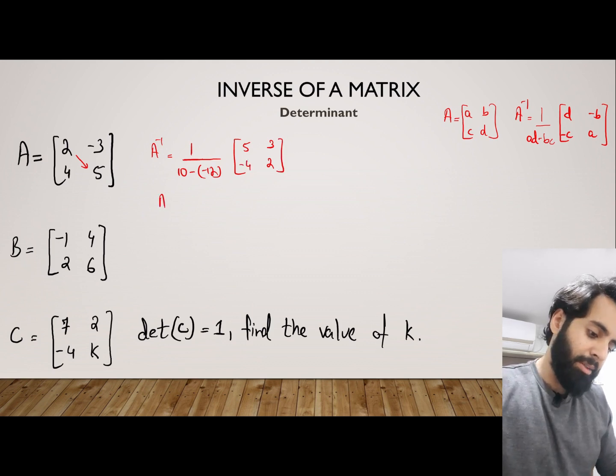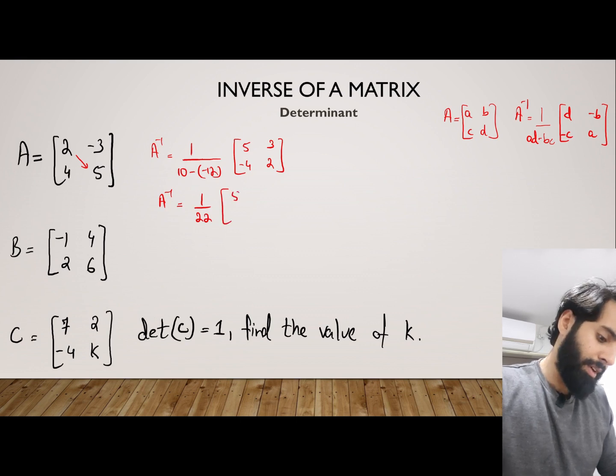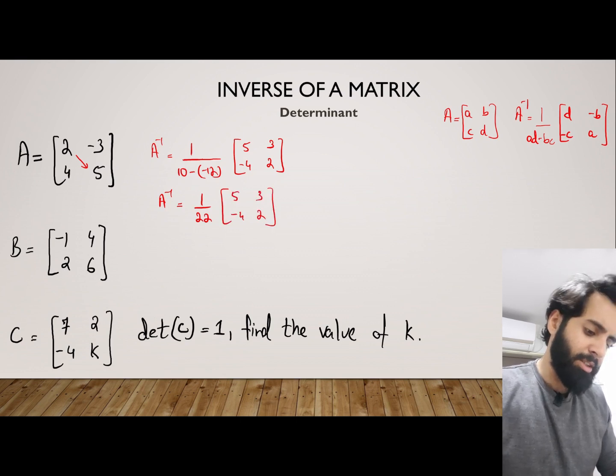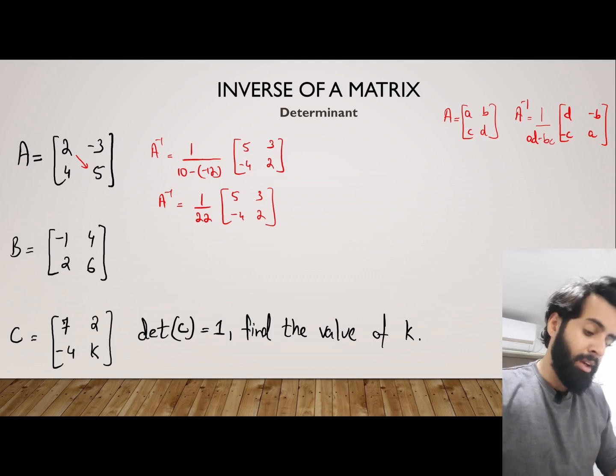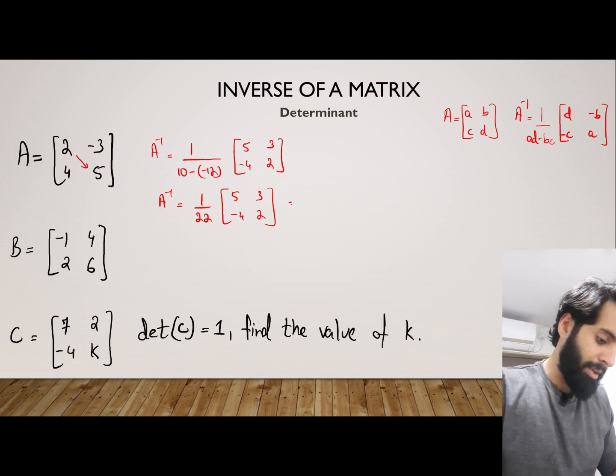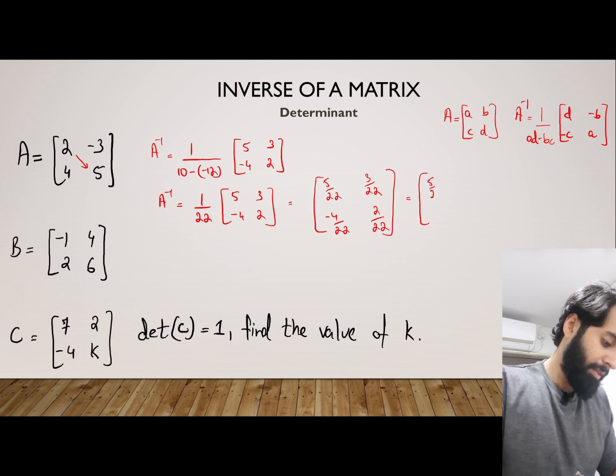Now let's simplify this and see what we get. A inverse is equal to 1 over 10 minus 12, which is minus 22, is it? Yeah. 5, 3, minus 4, 2. At this point it's up to you. You can leave your answer like this, but if you want to multiply all the elements by 1 over 22, you'll have to simplify it further. So here's what I mean. You can write it as 5 over 22, 3 over 22, and then minus 4 over 22, and then 2 over 22. And then, like I said, make sure that you simplify it further, which means this will become 5 over 22, 3 over 22, and minus 2 over 11, and also 1 over 11.